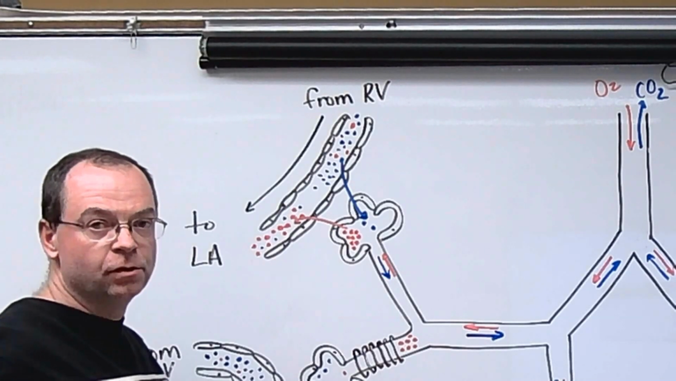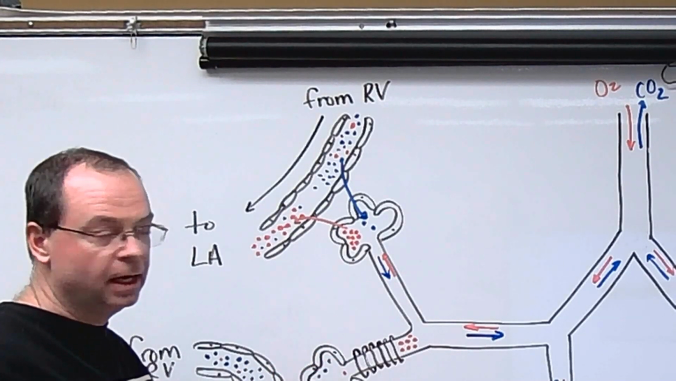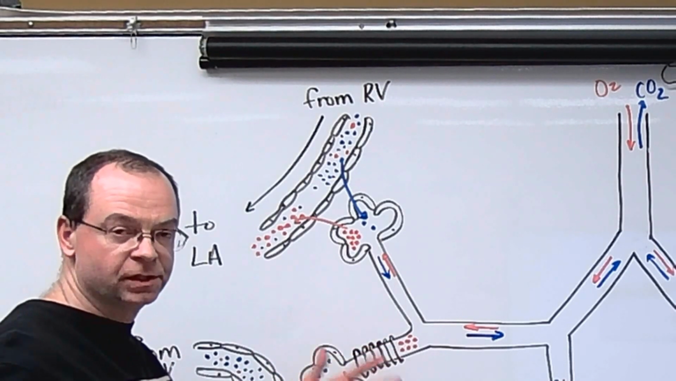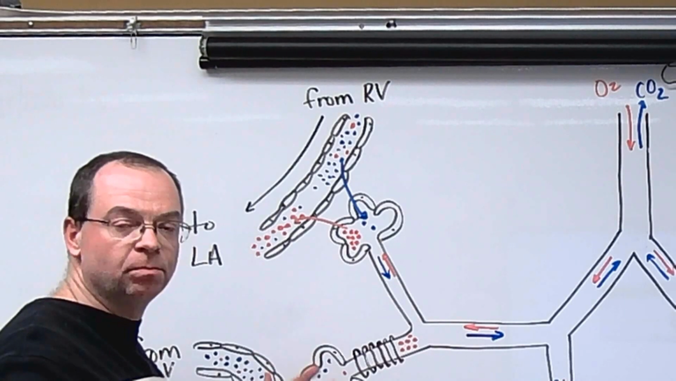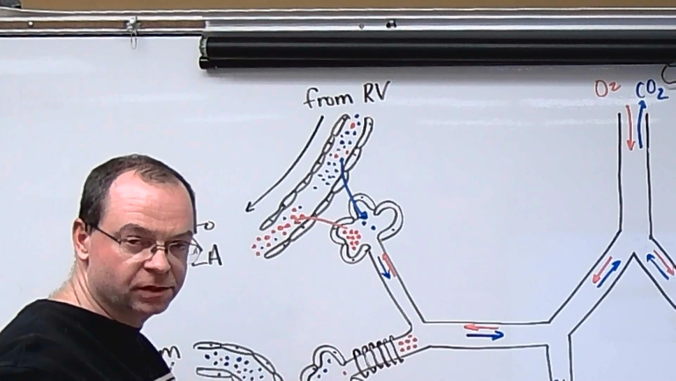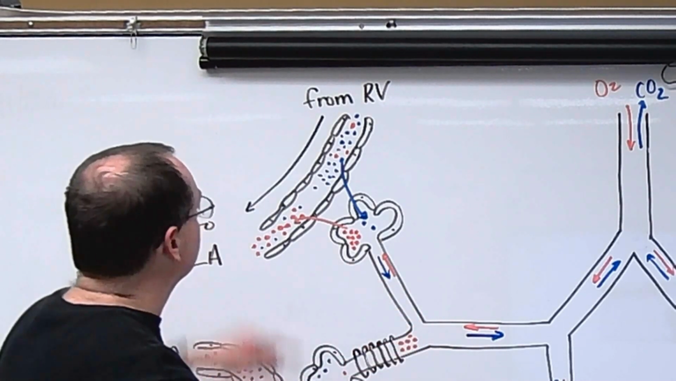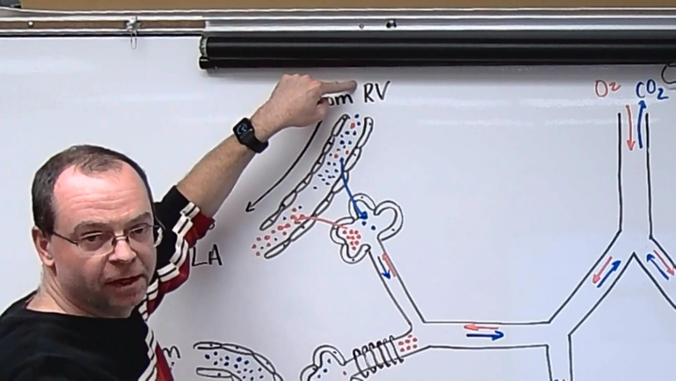Okay, let's start looking at the normal, healthy airway and how oxygen enters the respiratory system, enters the bloodstream, and carbon dioxide leaves the bloodstream and goes into the respiratory system and gets exhaled. So let's start with the right ventricle.